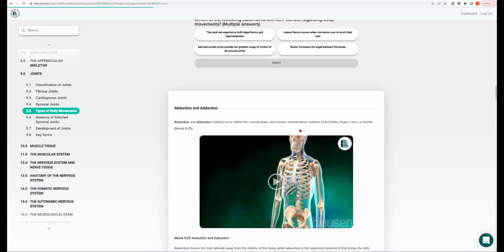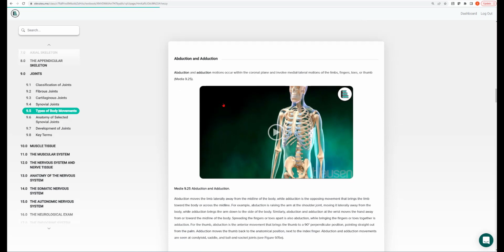Abduction and adduction. Again, when we talk about these terms, you always want to have your starting position in anatomic position, right? So in anatomic position, you know what that looks like. Abduction, right? AB means away. Duct means to draw. So abduction is to draw away from the middle, away from anatomic position. Adduction, AD means toward, and that is bringing it back toward the center of the body, back to anatomic position.